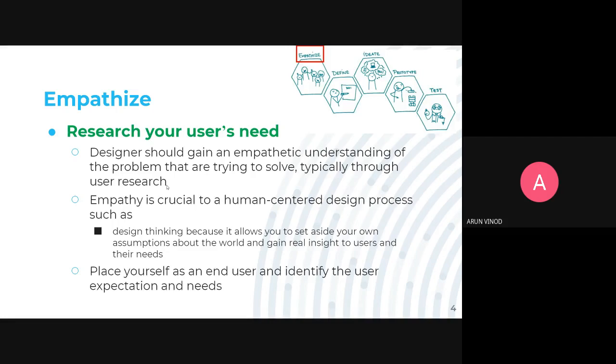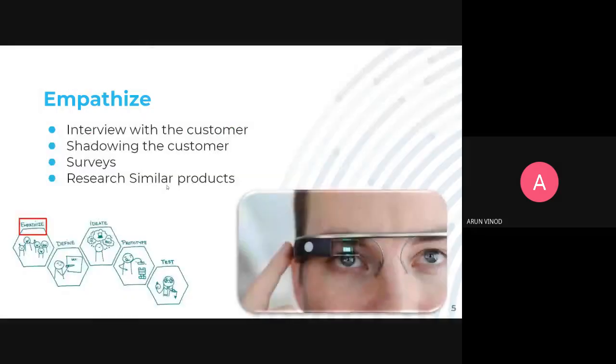So there are many methods in empathize. Here I have listed only 4 methods. The first is an interview with the customer. As I already told, you can prepare some questionnaire and give it directly to the customer, and the customer will answer those questions. Or you can do a direct, face-to-face interview with the customers, where you put your questions, analyze the answers given by the customers, understand the problem, and list out the problem. So the first one is interview with the customer.